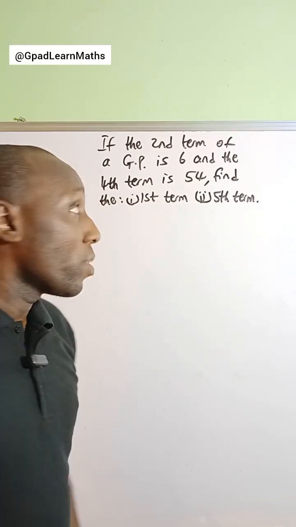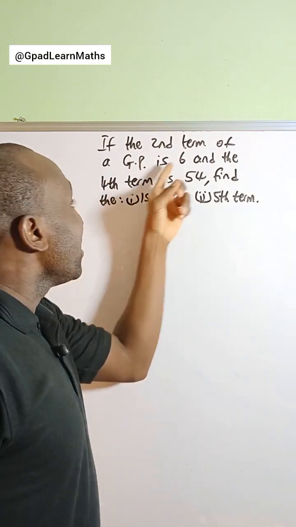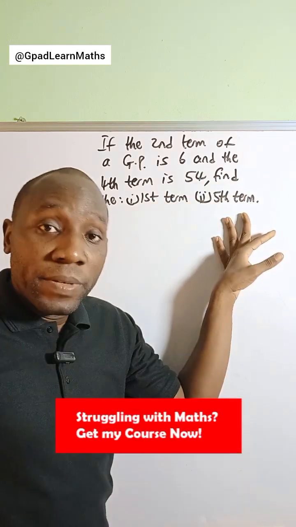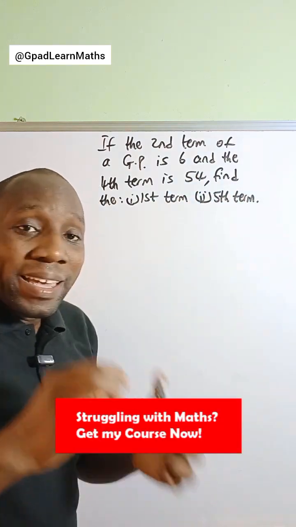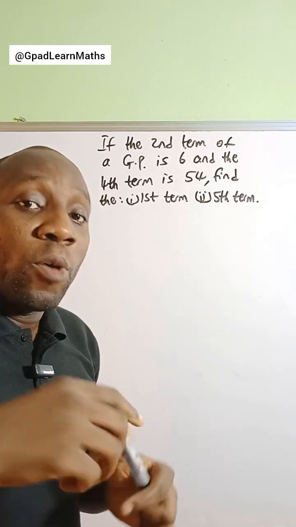Let's examine this question together. It says if the second term of a GP, that's geometric progression, is 6 and the fourth term is 54, find the first term and the fifth term. So let's start first of all by getting the formula for calculating the nth term of a GP.